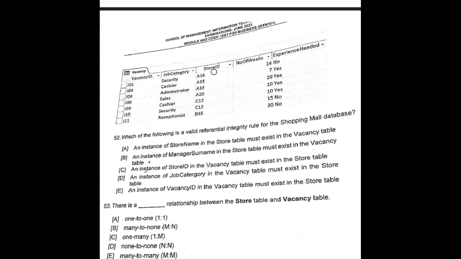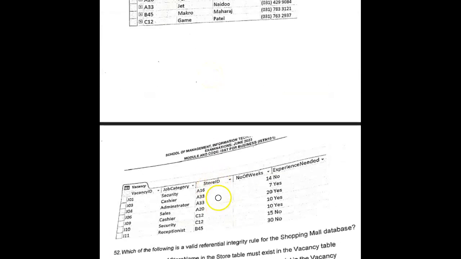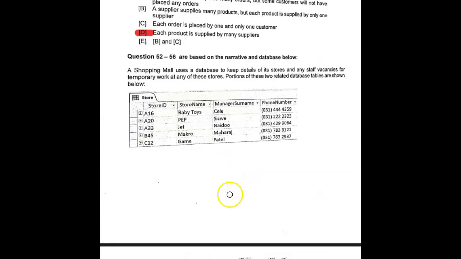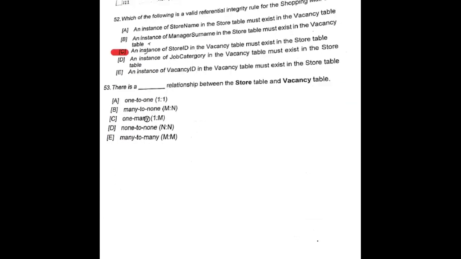Which of the following is a referential rule for the shopping mall database? I will say it's C. The store ID in the vacancy table, store ID. Obviously this is a foreign key, because the store ID is a primary key over here. Because you have a foreign key, there has to be a primary key somewhere, and there is a primary key here. So that's a referential integrity rule. There's a relationship between store and vacancy. There can be one store, but many vacancies for that store, many jobs for that store. So one to many.